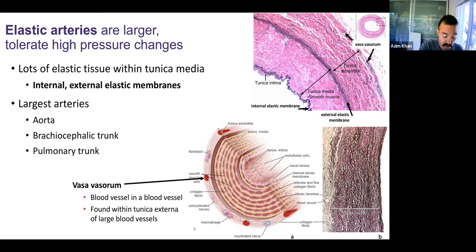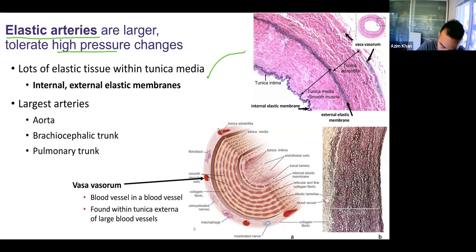The first structural category is elastic arteries. Elastic arteries have a lot of elastic connective tissue. They're the largest of the arteries. And by being really large and having lots of elastic connective tissue, they can tolerate high pressure changes. Take a look at the histology over here on the right, top right.